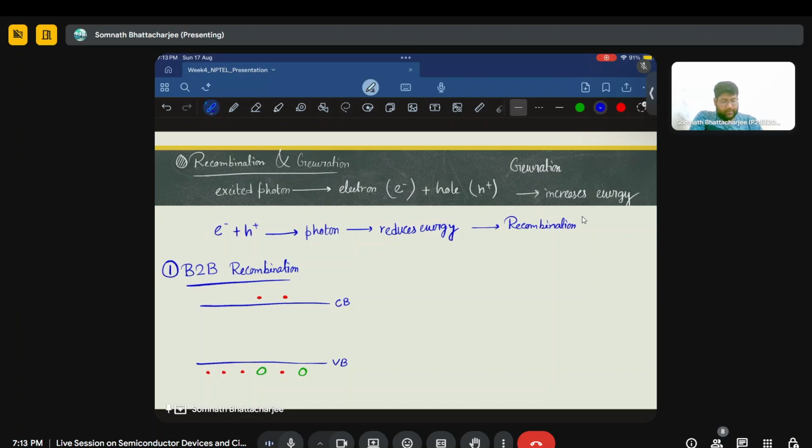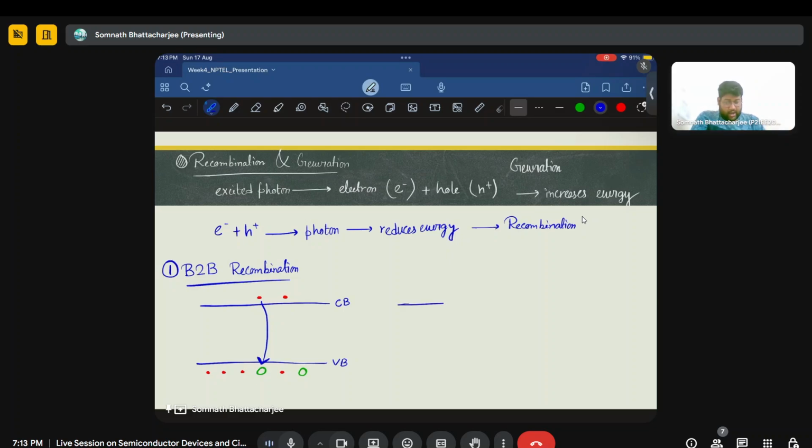So what happens in a B2B, that is band to band recombination, is that the electron loses its energy and comes down to the valence band and recombines with this hole. So this kind of recombination is called band to band recombination.